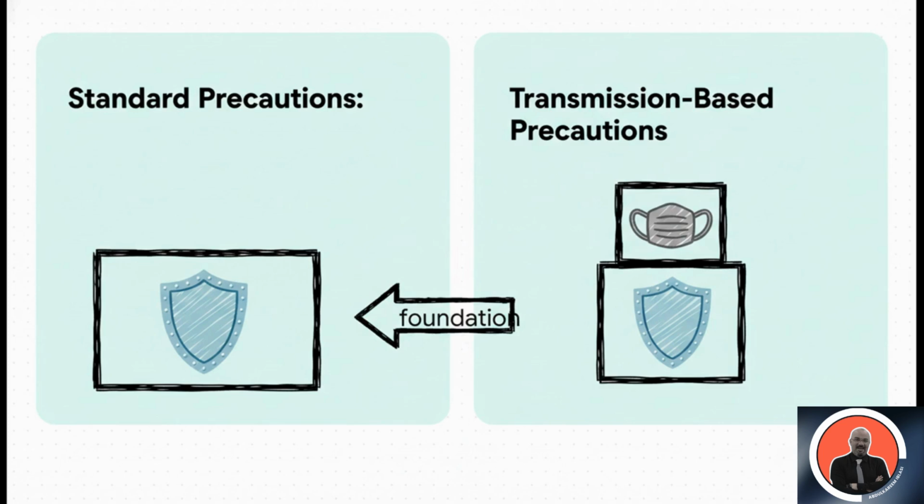This is your foundation, your baseline. These are the rules you follow with every single patient, no exceptions, because you always have to work under the assumption that an infection could be present. Then, on top of that, you have transmission-based precautions. These are the extra layers of protection you add when you know, or even just suspect, that a patient has a specific infection that spreads in a particular way, like through the air or by contact.